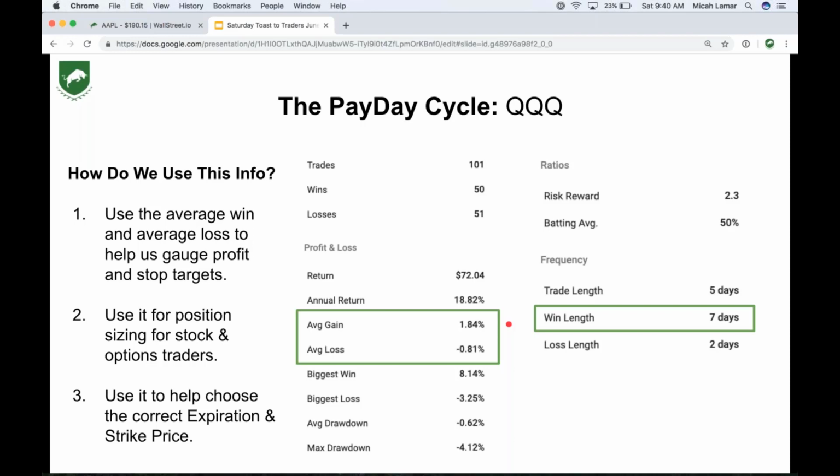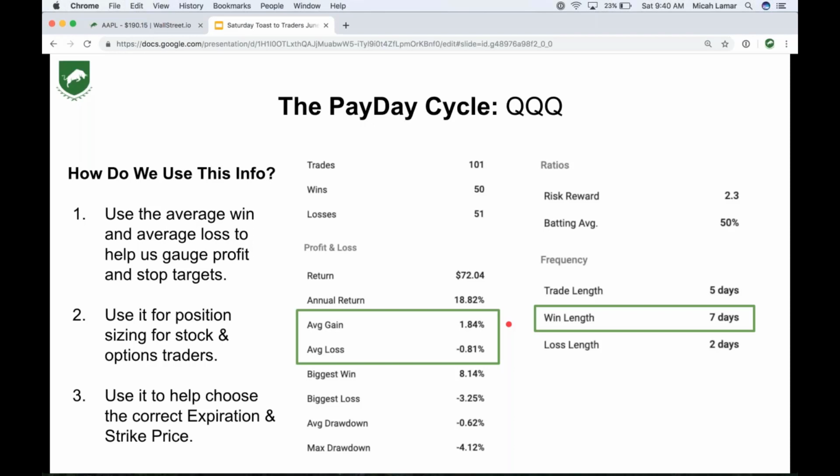Average loss, right? You can use that for position sizing. If you have a $200 ticker, and the average loss, let's say again, averaging is a negative 1%, you're risking about a $2 down move. If you buy 100 shares, you're risking $200, right? You could also use it if you're an options trader.